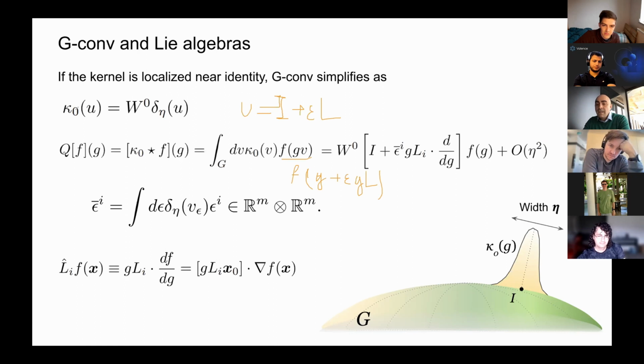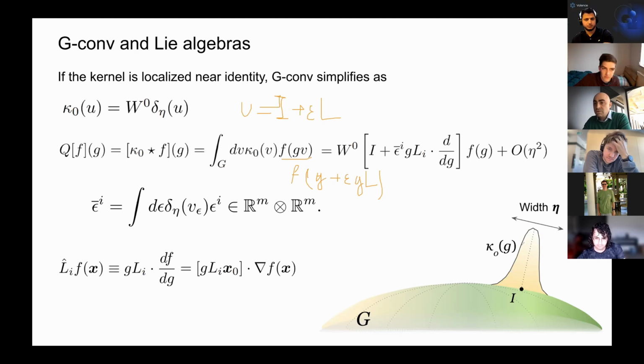So what is this saying? This is saying that for kernels that are concentrated near identity, you don't need to do the integral. You don't need to do the sampling over the whole group, obviously, because you're only dealing with small group elements.